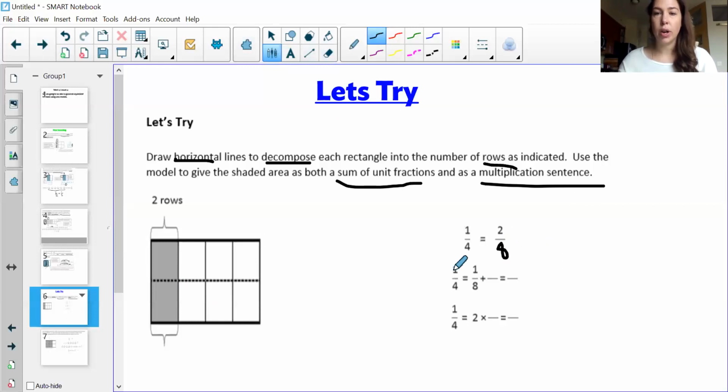So 2/8. 1/4 is 1/8 plus 1/8. So I'm going to put another 1/8 here. Remember, you should have your paper out. You should be doing this with me, probably a lot faster than me because it takes me so long to do it on the computer. 1/8 plus 1/8 is 2/8.